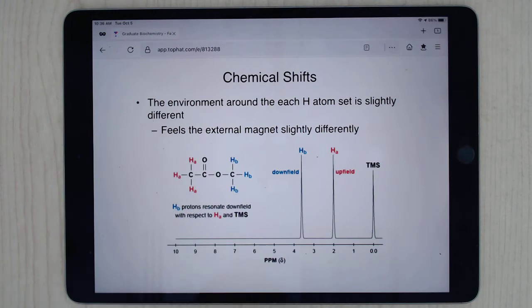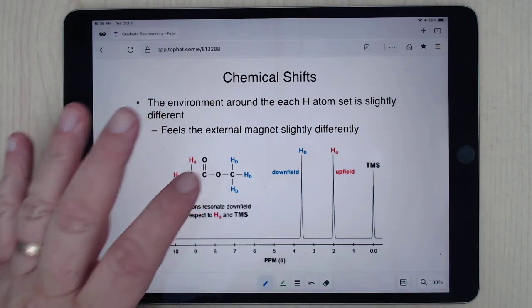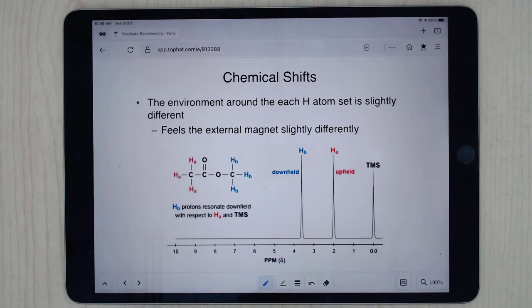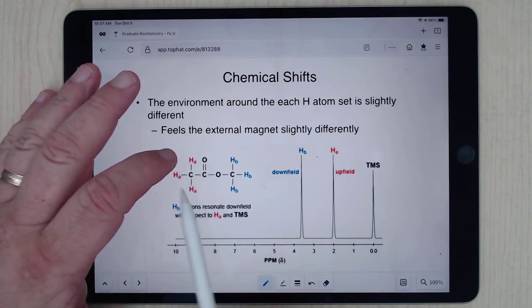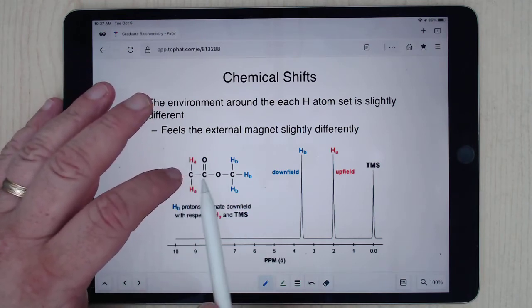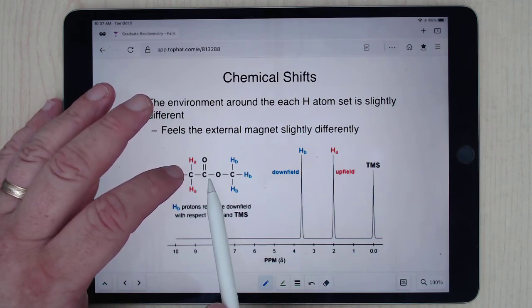Okay, and so if you are next to, say, electronegative atoms, you're going to have less electrons around you, because the electrons are going to get sucked over there, so you're going to feel that magnetic field a little bit more, and your signal is going to be a little bit further downfield than something, say, these red ones, which are nearby to the oxygens but not directly attached to them.